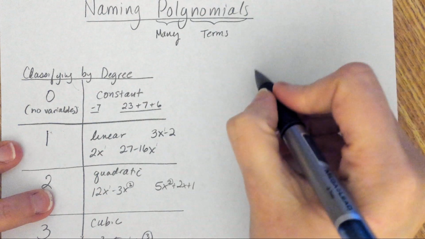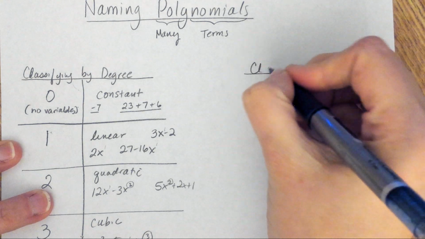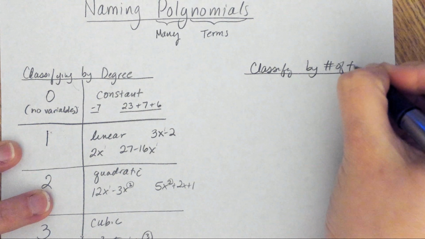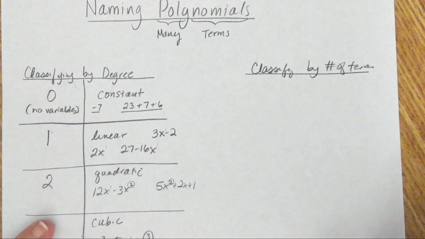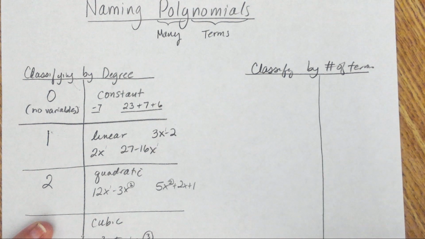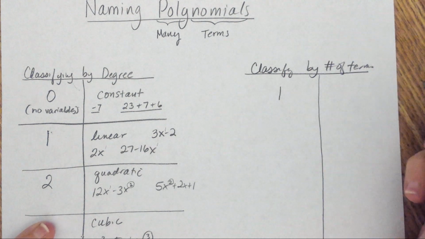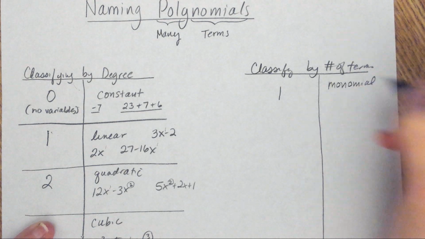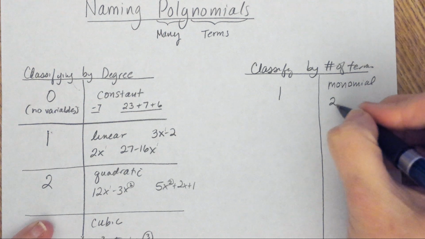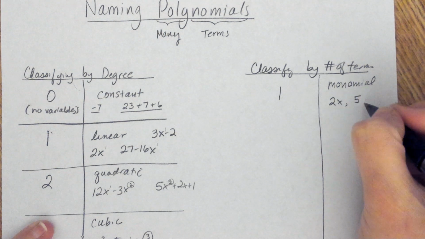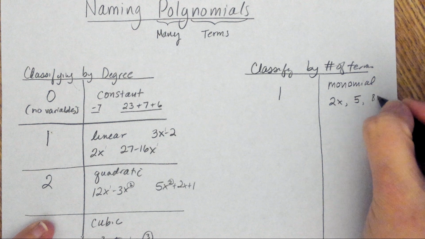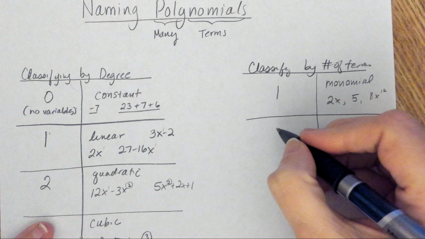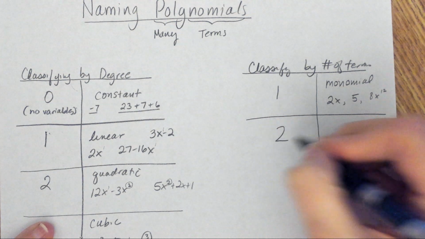Its last name is going to be number of terms. If I have 1 term, we're going to call it a monomial. So like 2x or 5 or 8x to the 12th. Anything that just has 1 term. Then let's say it has 2 terms. We're going to call that a binomial.